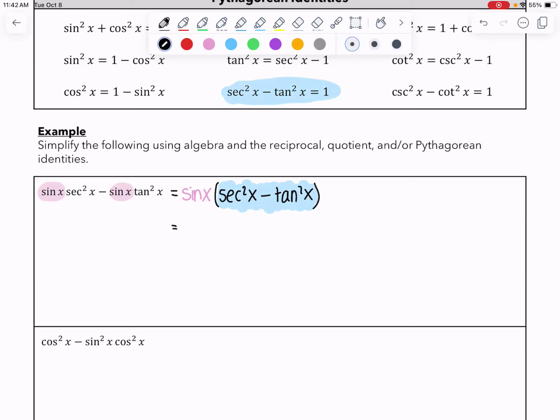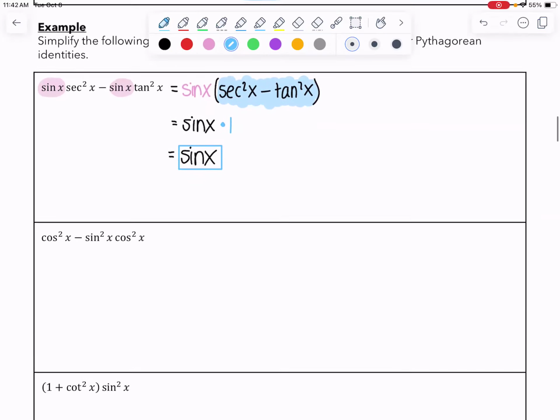So that's it. You have sine x, that whole thing up there just is times 1, times 1, which is just sine x. Boom, not so bad. Whenever you can factor something out, try factoring it out. That's not always the right way to go, but sometimes it is. Oftentimes it is, I should say.